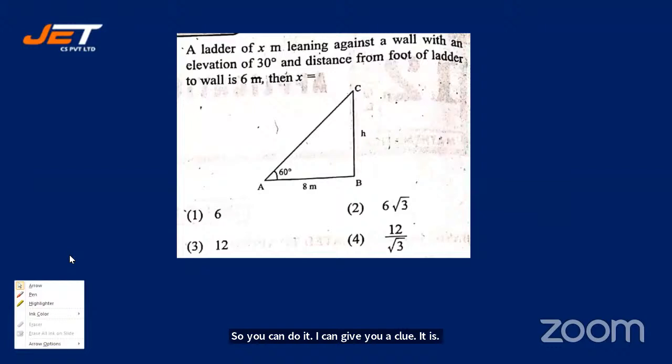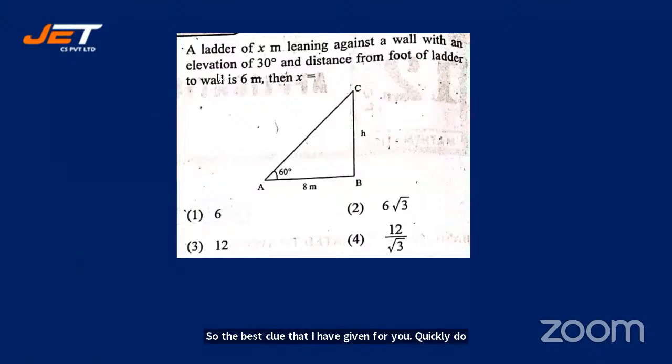So he has given it is 30-degree elevated, isn't it? And what is angle A? He says 60 degrees. All right. So 30-degree elevated, and the distance from foot of the ladder to wall is 6 meters. So you can use cos 30. Use cos 30 and then find out and give me the values. So that is the best clue that I have given for you. Quickly do it and give me the answer so that we can check and then get the key also.